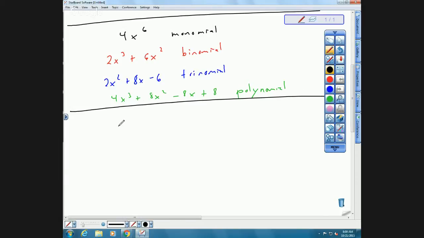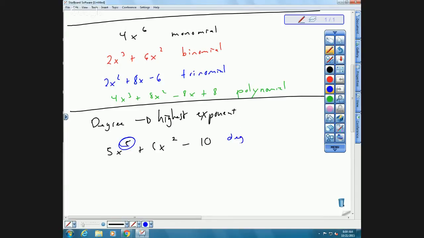The next thing is talking about the degree of a polynomial. The degree of the polynomial is the highest exponent. So if you had a polynomial that was 5x to the 5th plus 6x squared minus 10, the degree would be the highest exponent, so the degree would be 5 on this one.